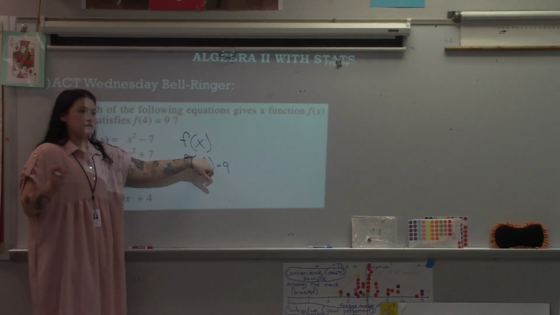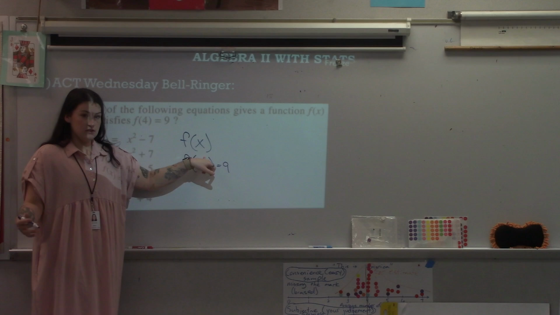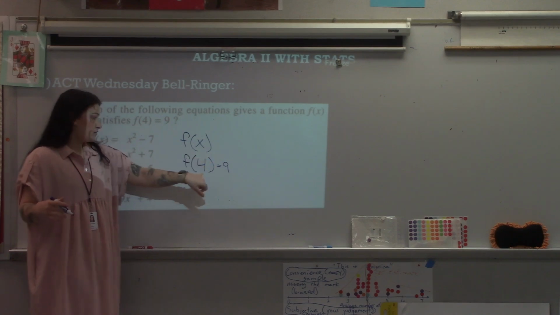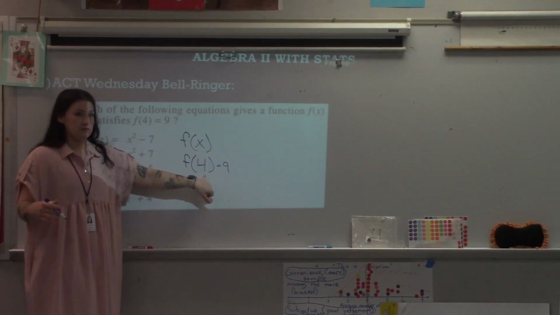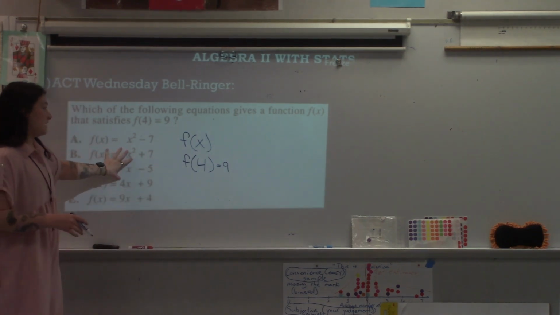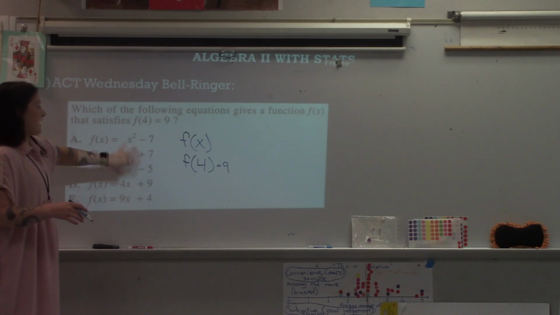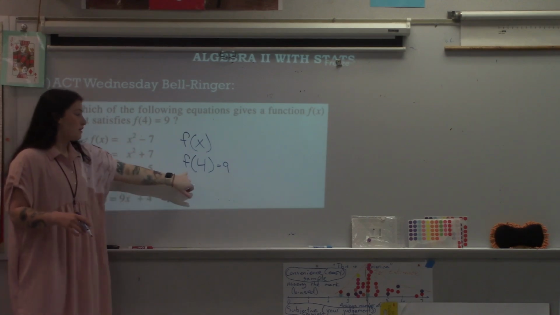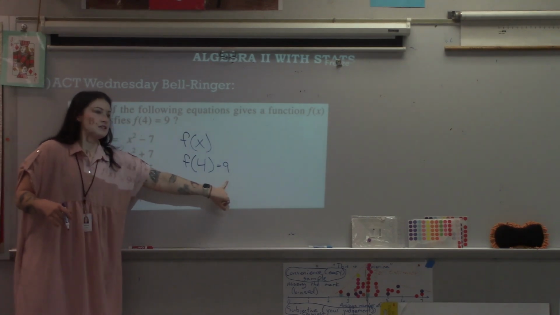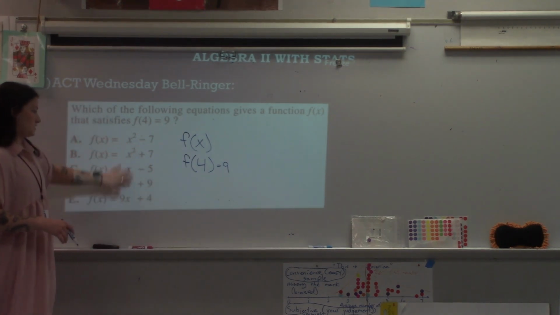So you know we said x is a variable. It can change. Now we know x is 4. So what do we need? How do we find our answer from that? If our f of 4 equals 9, what does that mean these equations have to satisfy?